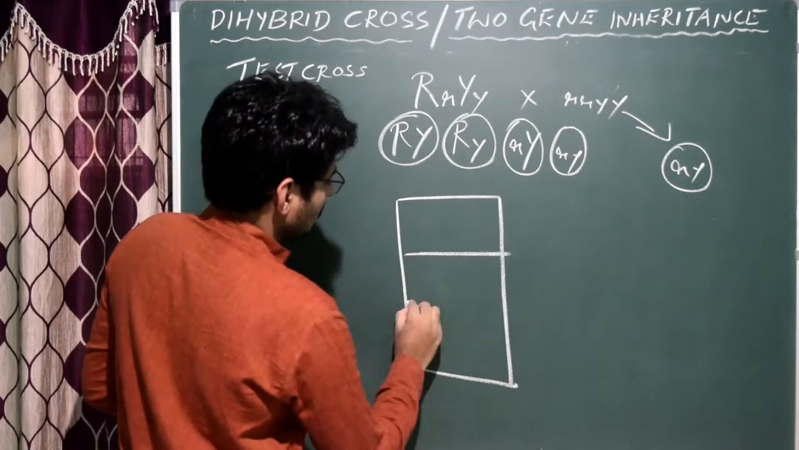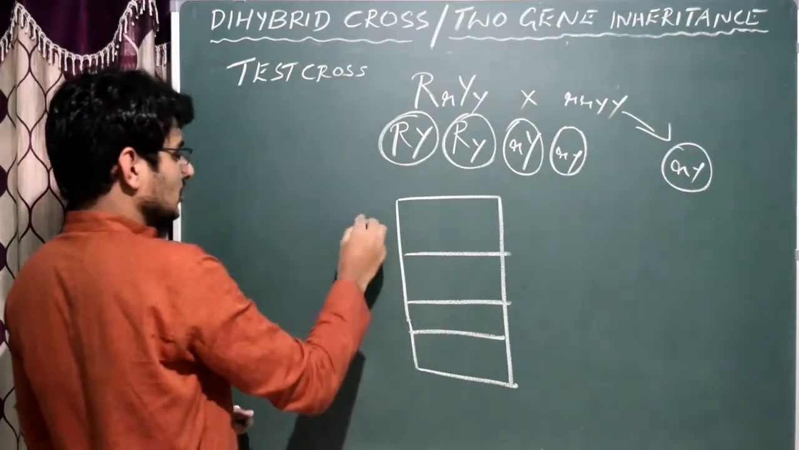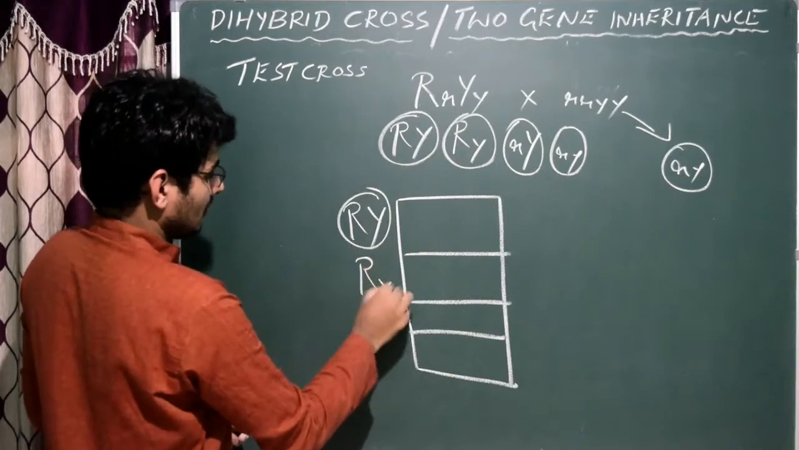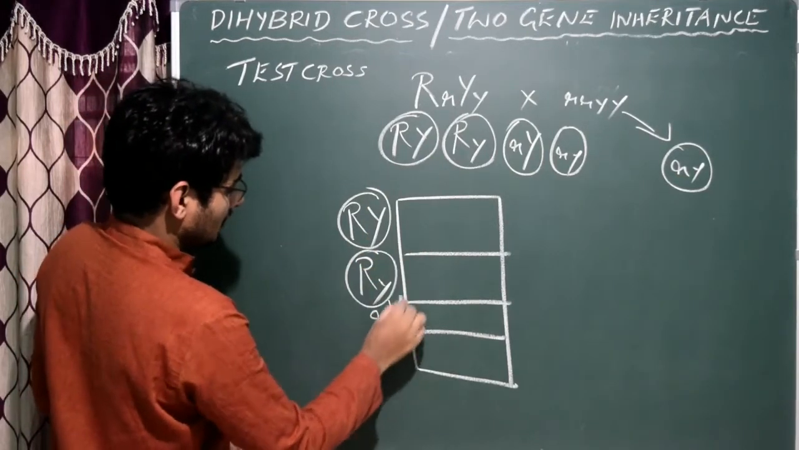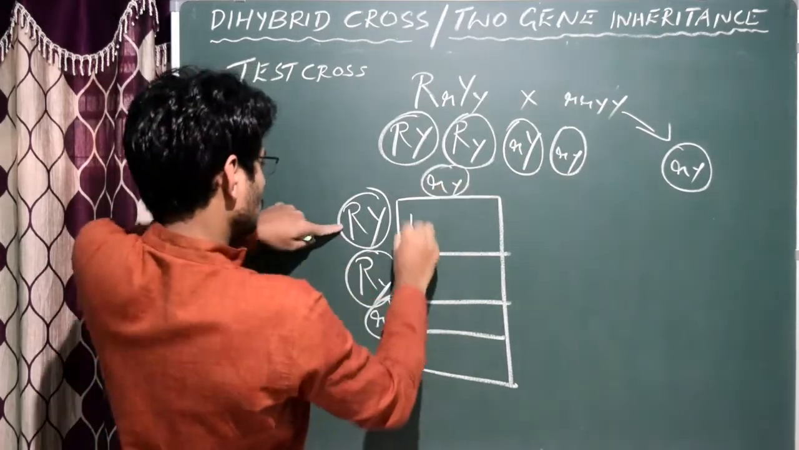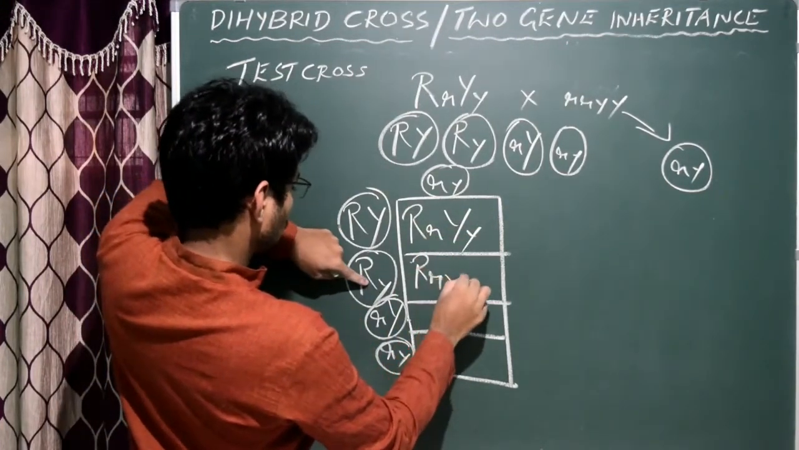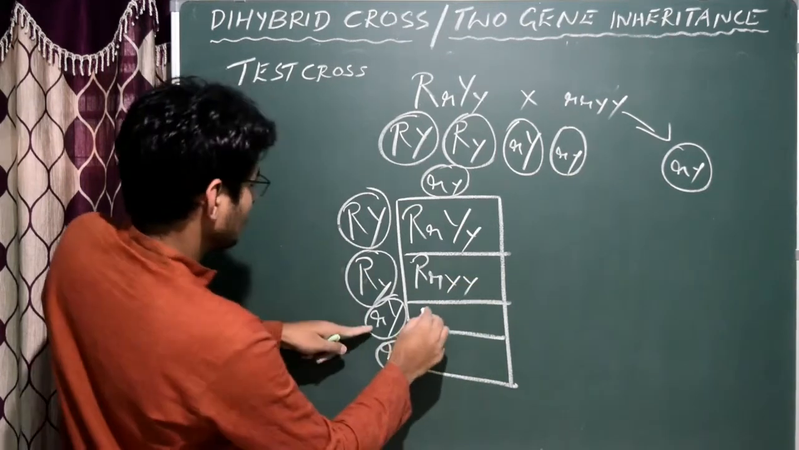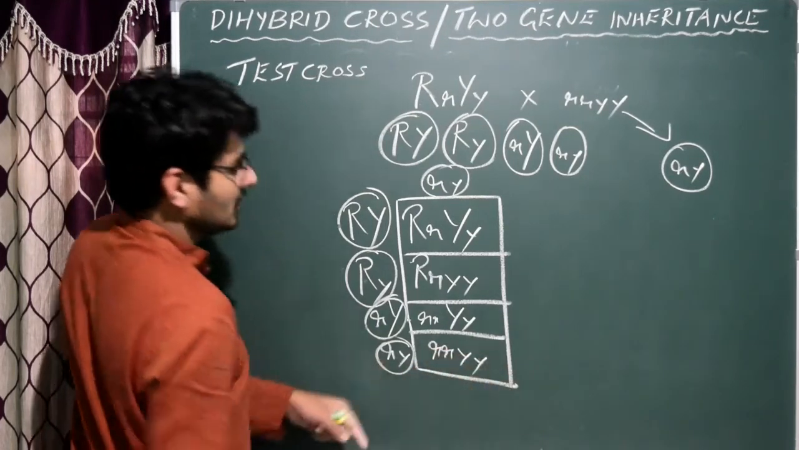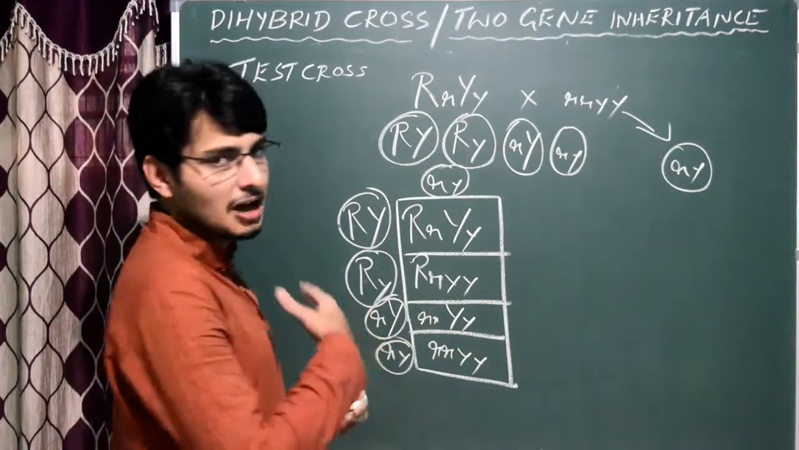Okay, we put 4 boxes because we know that there is only one gamete in the female side. Okay, so here we write the gametes of this one. Okay, capital R capital Y and capital R small y. That's it. And here we write that's it. Okay, so the cross, correct. Okay, then finally small r, then small y. Here we get capital R capital Y small r small y. Here we get capital R small y small r small y. If you look into the genotype, all genotypes are entirely different. Out of 4 offsprings, all offsprings having different genotype.